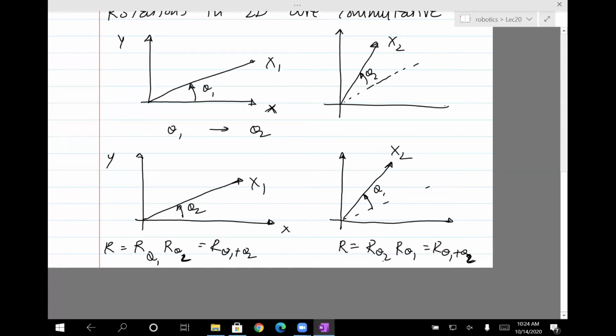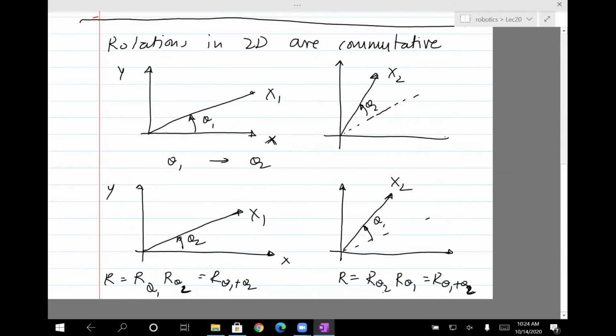Okay, what's this? Well, that's the formula which we wrote down. R is cosine theta, minus sine theta, sine theta, cosine theta. So that's the formula which goes in here. That is R theta.